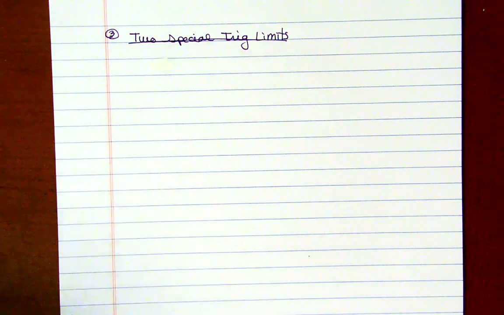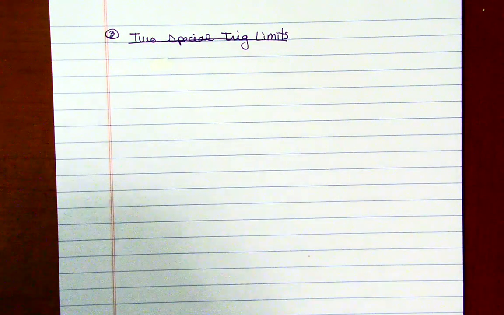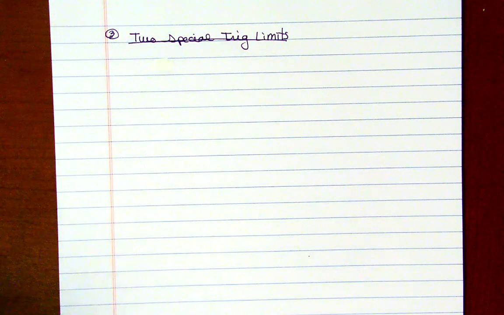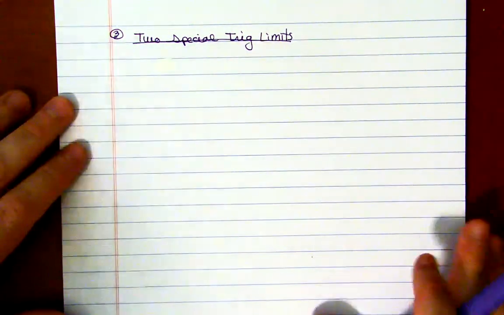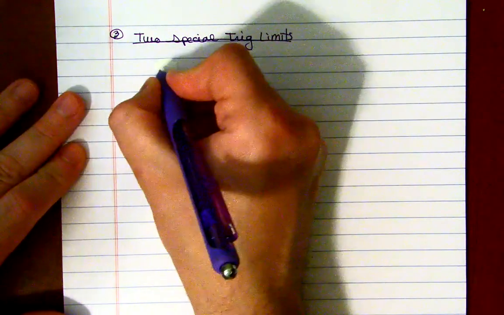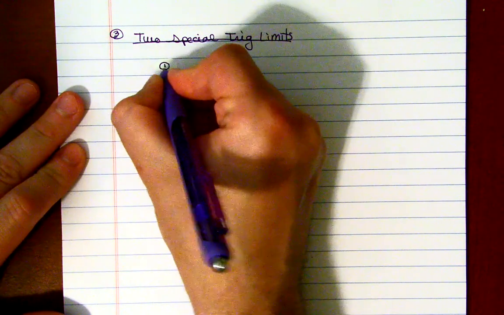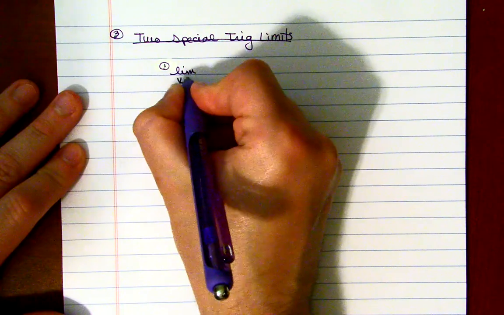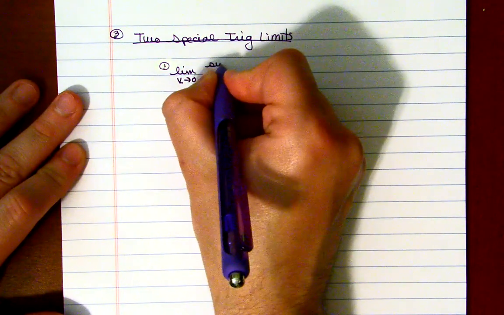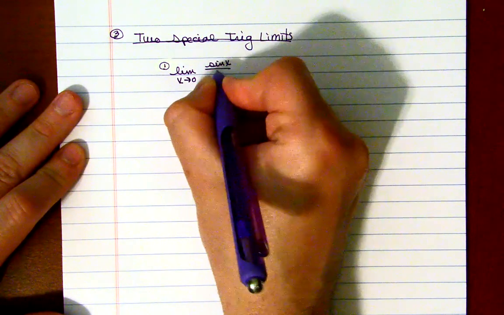So our last method of simplifying will involve making use of some special trig limits and then some algebraic manipulation to turn some more complicated problems into something resembling one of these two special trig limits. Our first one is the limit as x approaches 0 of the sine of x over x, which equals.